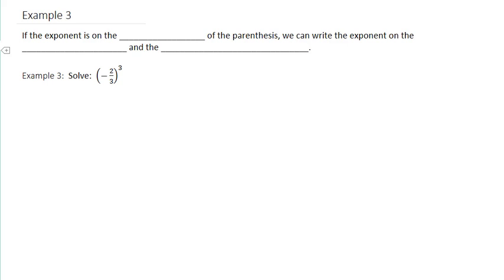Example 3. If the exponent is on the outside of the parentheses, we can write the exponent on the numerator and the denominator. So for the following, we would write: solve -2/3 raised to the third power.